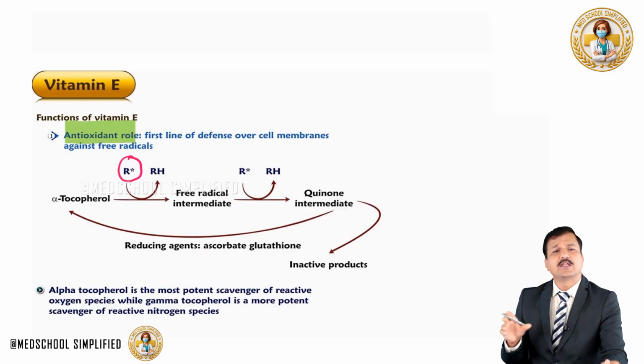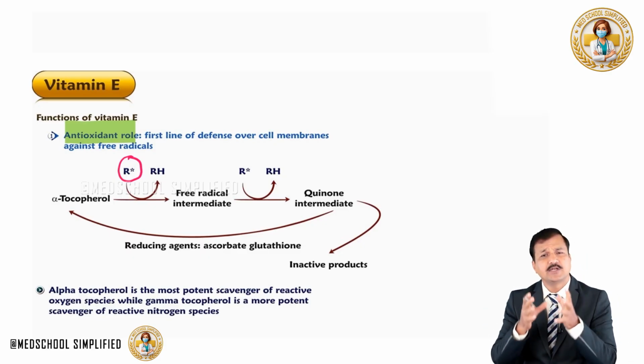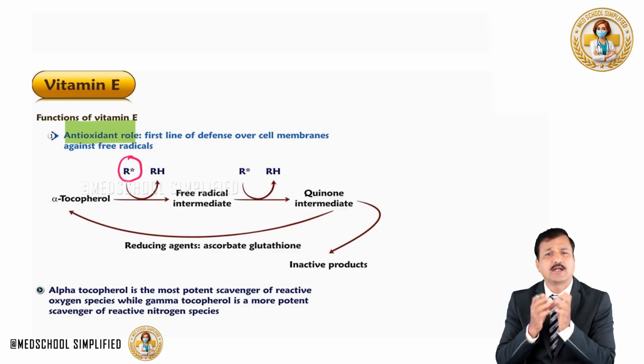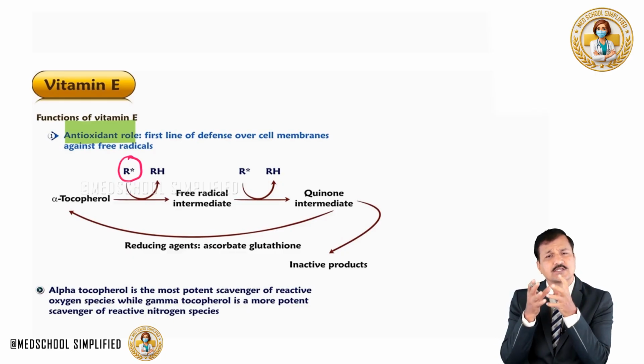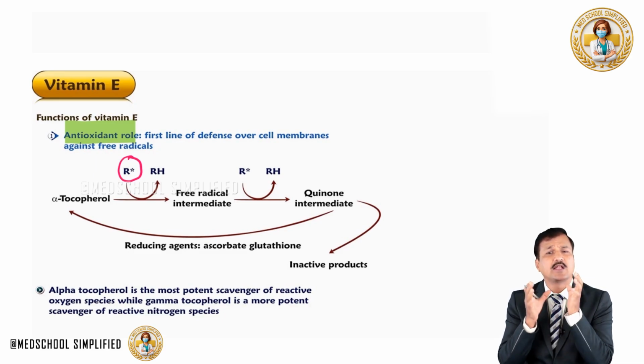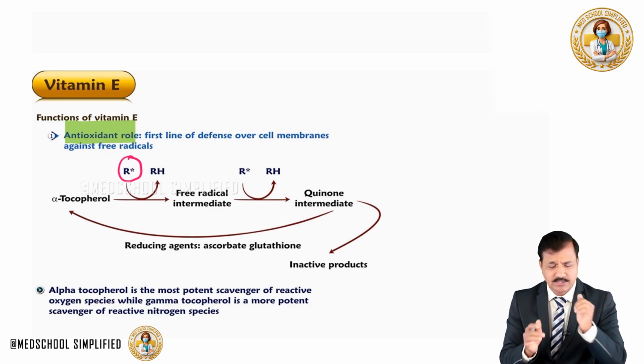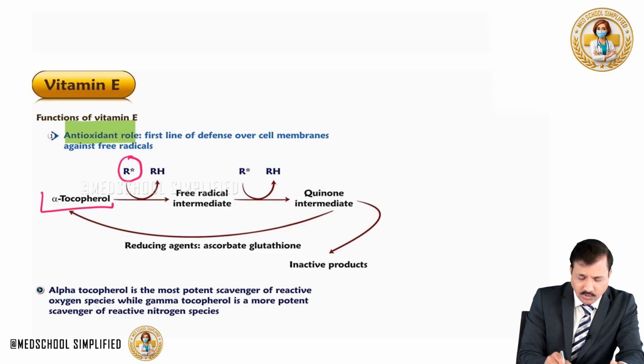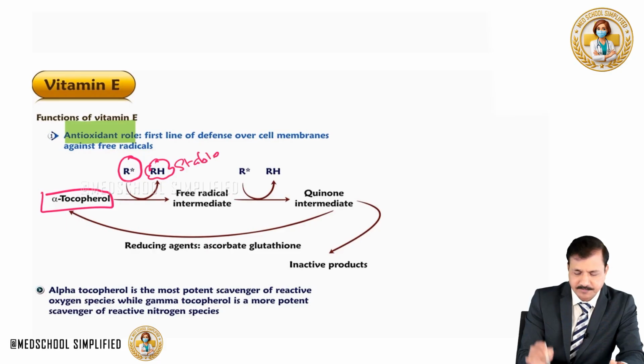So what it does is attack our cell membrane to gain that electron and damage the cell membrane, leading to lipid peroxidation. So what will tocopherol do? Alpha tocopherol, since it has electrons, is going to donate that electron to this free radical and keep it in a reduced state, and that is what is shown here. The alpha tocopherol gives electrons to this R star, which is a free radical, and converts it into RH, and RH is a stable molecule.